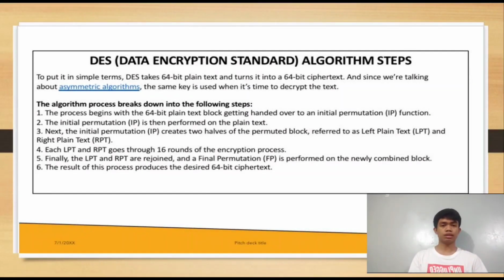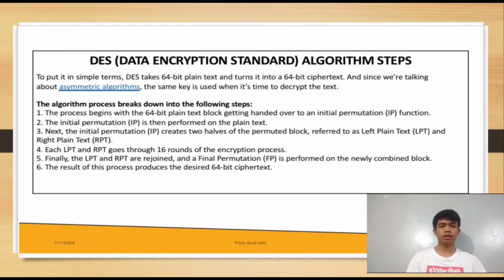DES algorithm steps. To put it in simple terms, DES takes 64-bit plaintext and turns it into 64-bit ciphertext. And since we're talking about symmetric algorithms, the same key is used when it's time to decrypt the text. So, this is the process or steps of the DES algorithm.